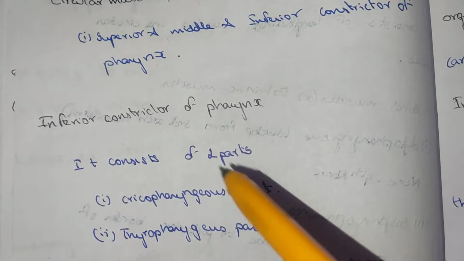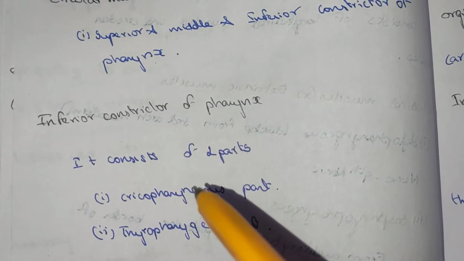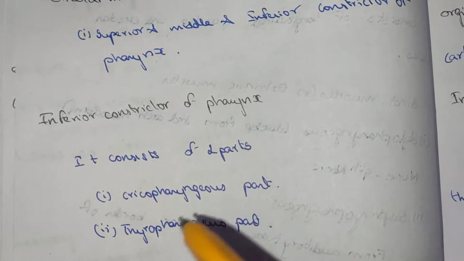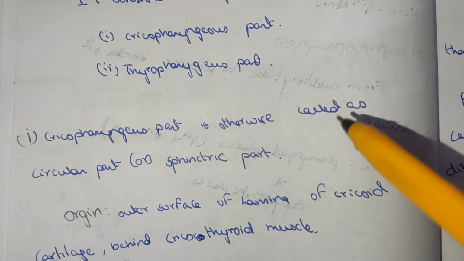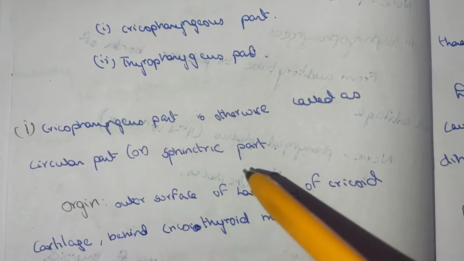It consists of two parts. This inferior constrictor of pharynx consists of two parts, which is cricopharyngeus part and thyropharyngeus part. This cricopharyngeus part is otherwise called circular part or sphincteric part.